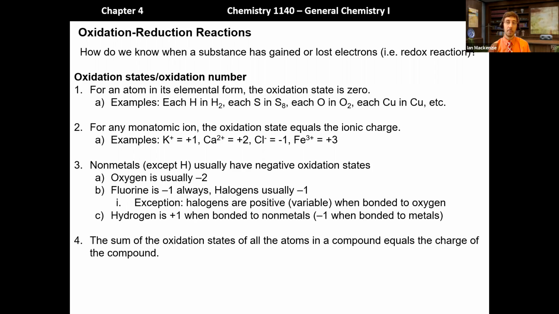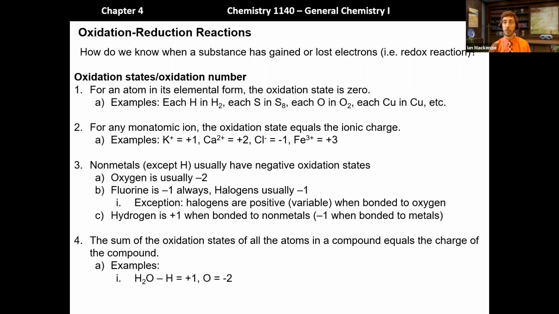And then the sum of the oxidation states of all of the atoms in a compound must equal the charge of the compound. So if it's a neutral compound, then the oxidation states must cancel each other out to get to 0. If it's a polyatomic ion like nitrate, the sum of all of the oxidation states must equal the charge on the ion.